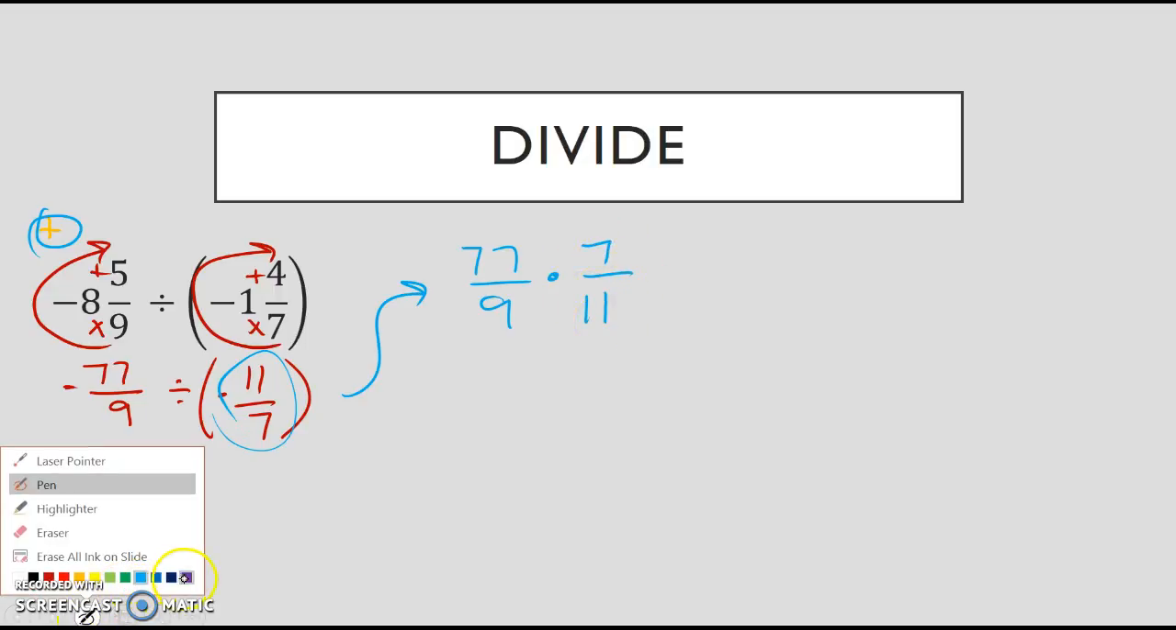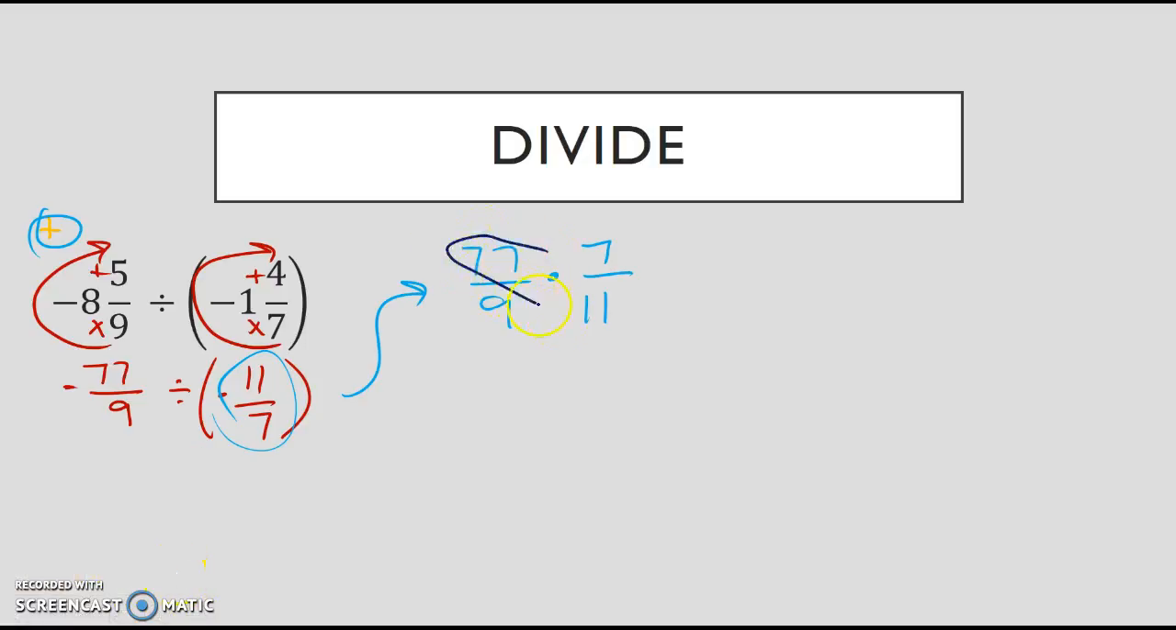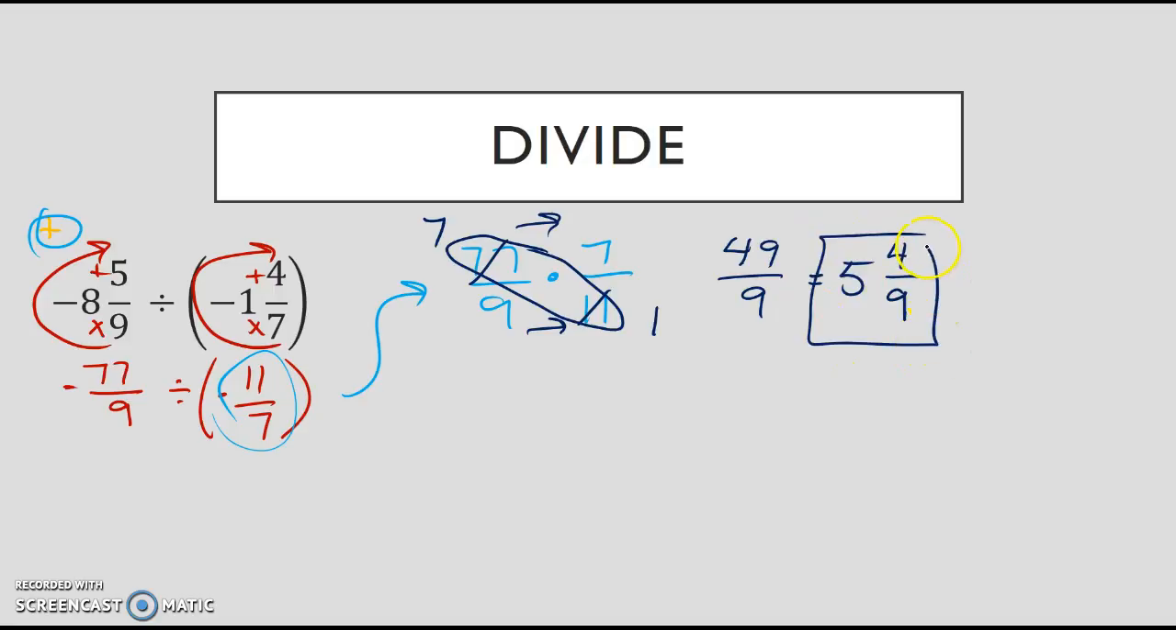And from there, we're going to be able to do a little bit of cross-canceling, this 77 and 11. I'm going to divide them both by 11. And the 11 is going to become a 1, 77 is going to become a 7. And I can't cross cancel with 9 and 7, so I'm left with just multiplying straight across. I get 49 over 9, and I have to see how many times 9 can go into 49, which is 5 times, that's 45, and 4 ninths. And we knew it was positive from the beginning, so it should be 5 and 4 ninths.